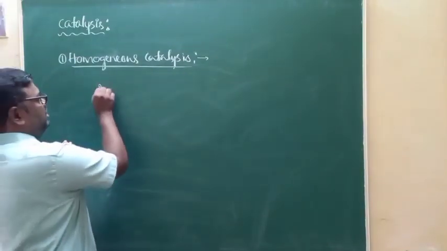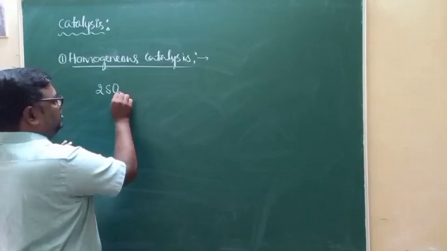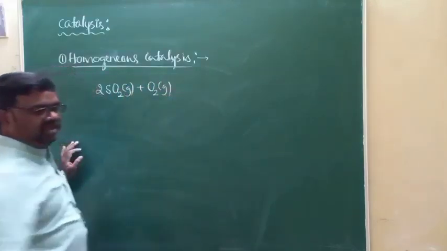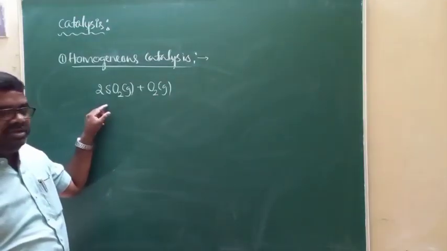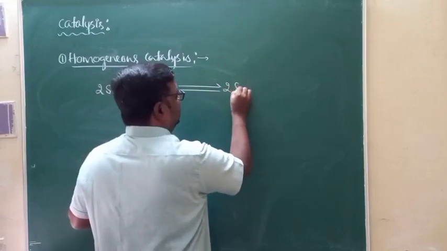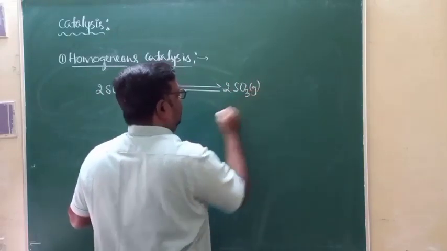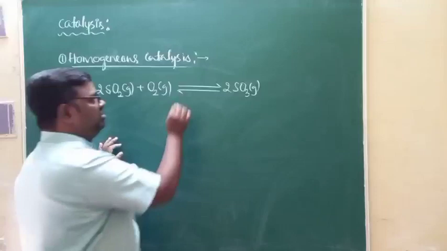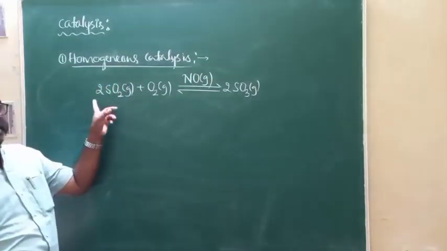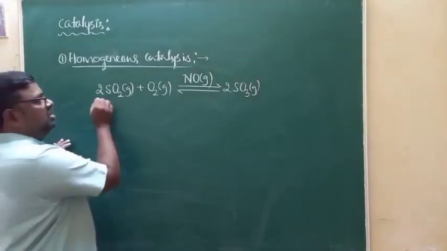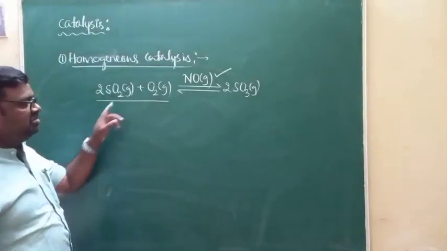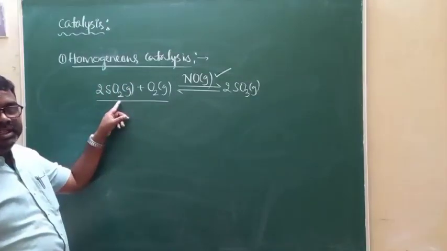For example, in the manufacture of sulfuric acid by Chamber's process, the key reaction is conversion of sulfur dioxide into sulfur trioxide. And of course, this particular reaction is carried out in the presence of a catalyst, that is nitric oxide. Just observe, this is homogeneous catalysis because reactants are in gas phase, and nitric oxide is also in gas phase. Because of that, this is an example for homogeneous catalysis.